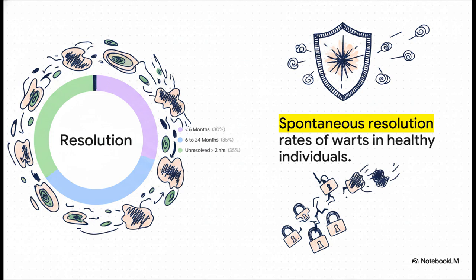Clinically, you'll know this immunological victory is happening when the wart suddenly turns black. Pathologically, that indicates capillary thrombosis. The immune system is literally cutting off the blood supply to the wart.